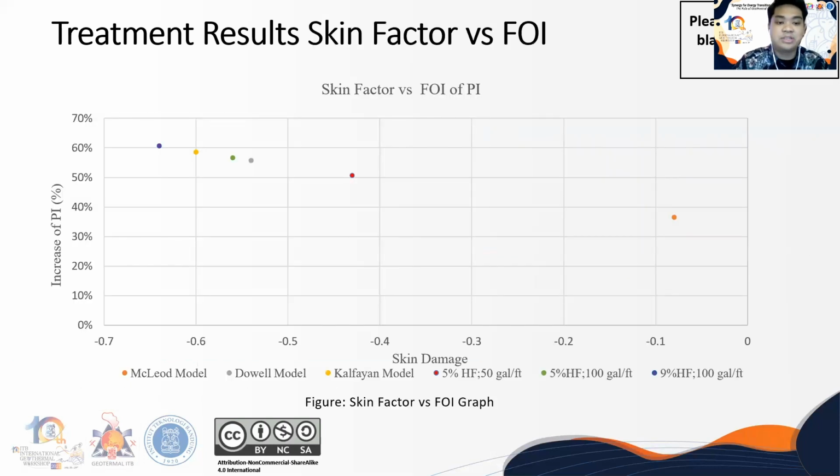And this is the graph where we compare skin factor and FOI value in each case. The results of the observation in this graph show that the FOI value will increase in line with the decrease in the skin factor value. This FOI value is also directly proportional to the productivity of this well, which means well production after the matrix acidizing simulation will increase from 36.5% to 60%.